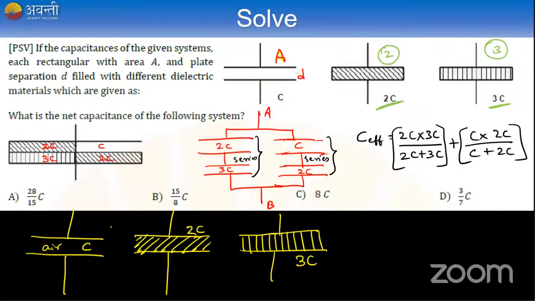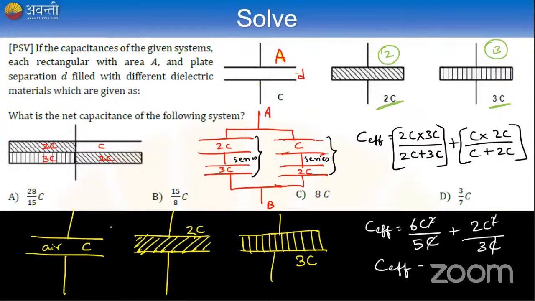So C effective equals 2 into 3, 6C square divided by 5C, plus 2C square by 3C. From here, C square and C cancel. So we get C effective as, taking the LCM, 3 6s are 18 plus 2 5s are 10 divided by 5 3s are 15. In the numerator I have C as common. So C effective equals 10C plus 18C, that is 28C upon 15. So this is your option. Which option is that? Option A. Option A is the right answer. Hope everyone has got this.